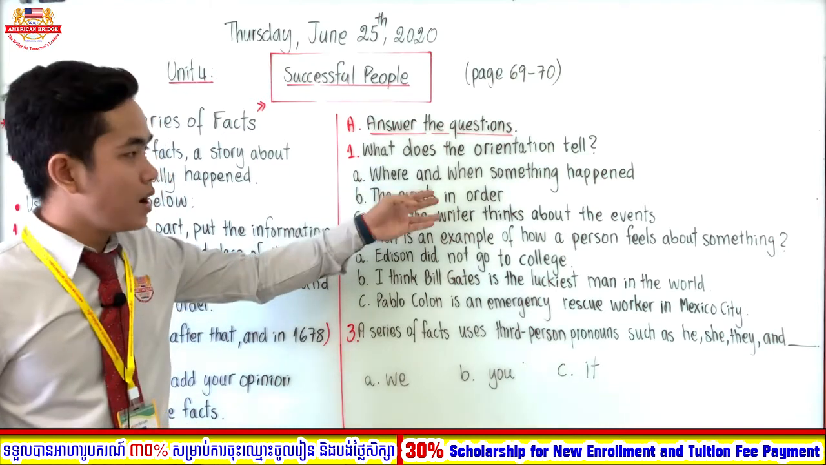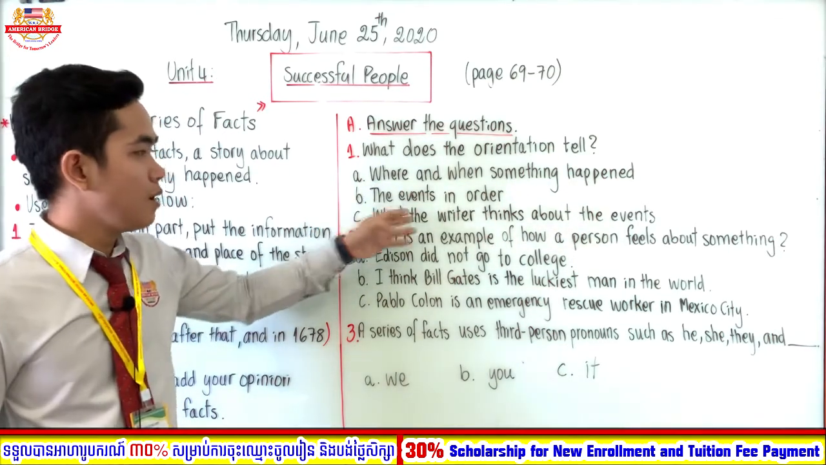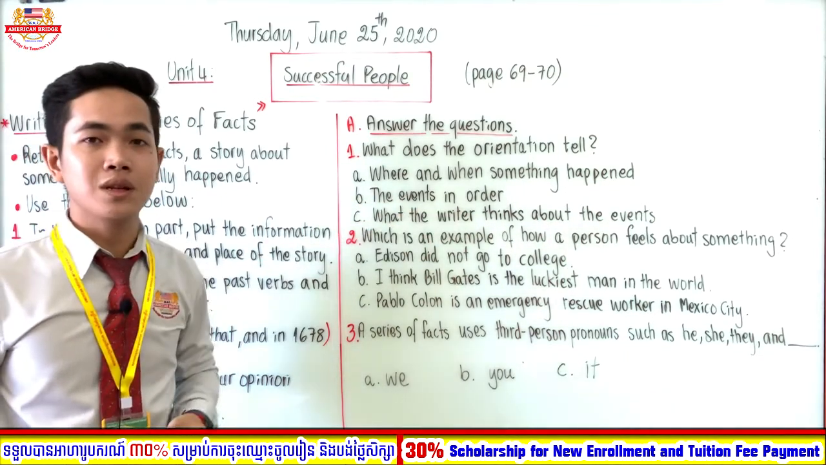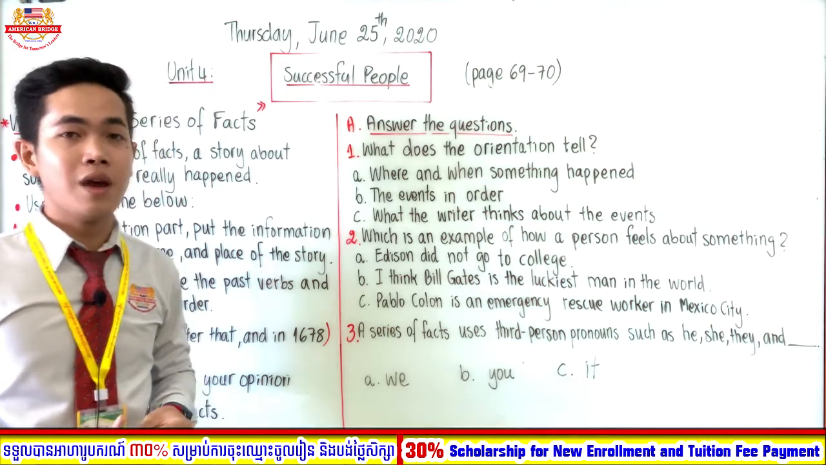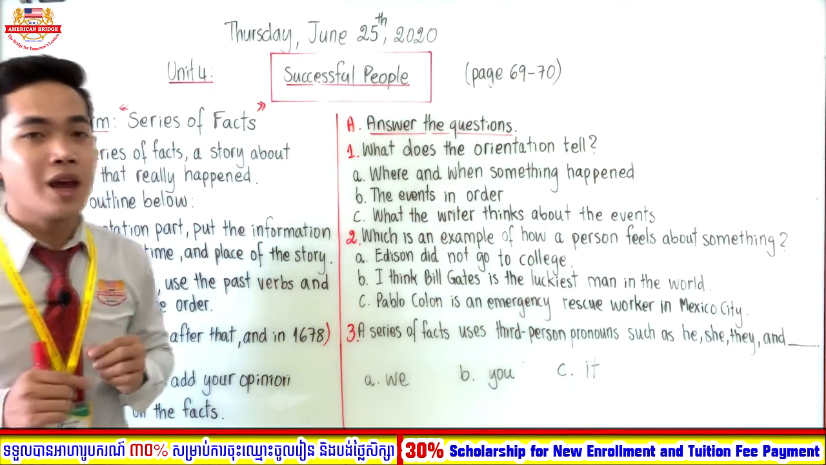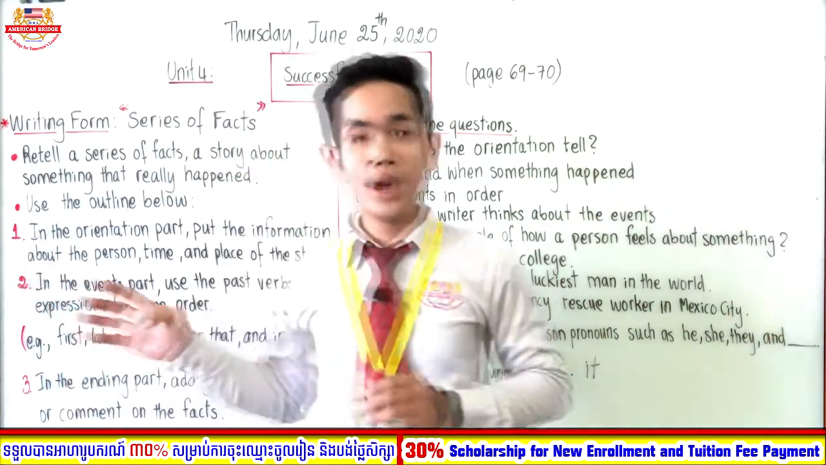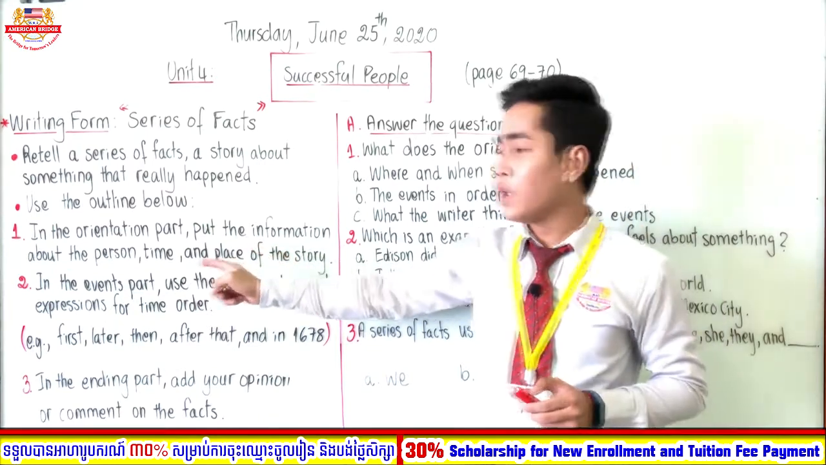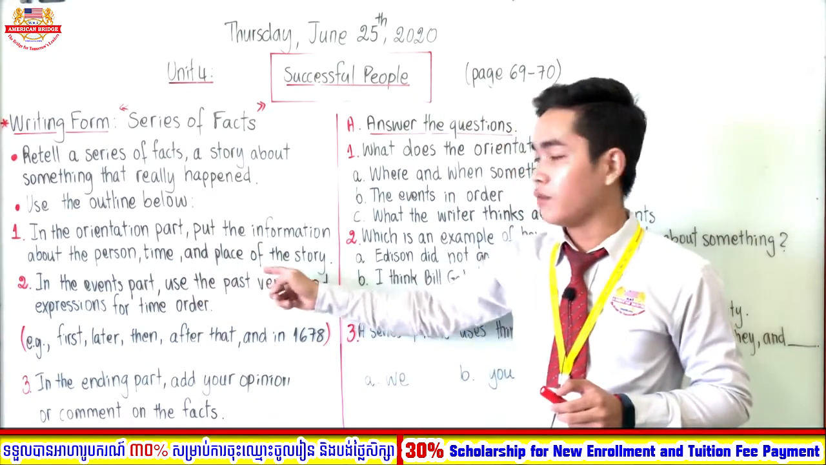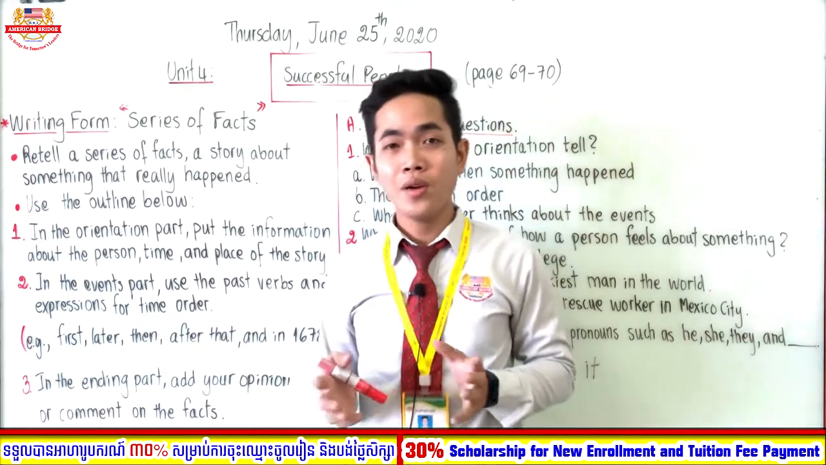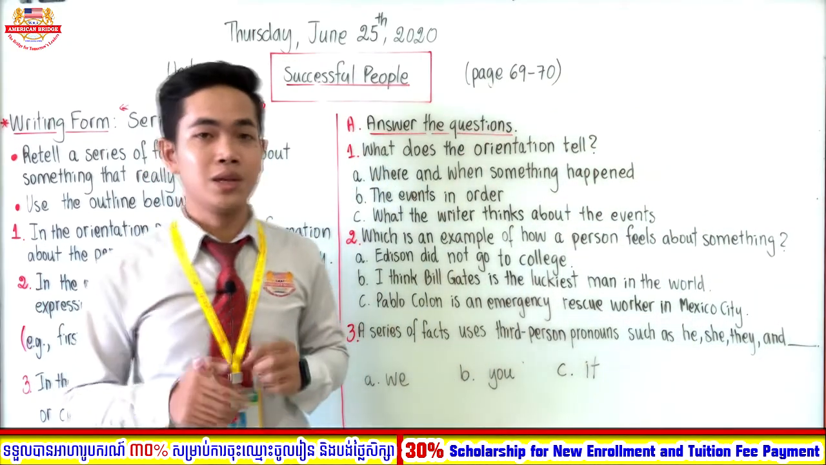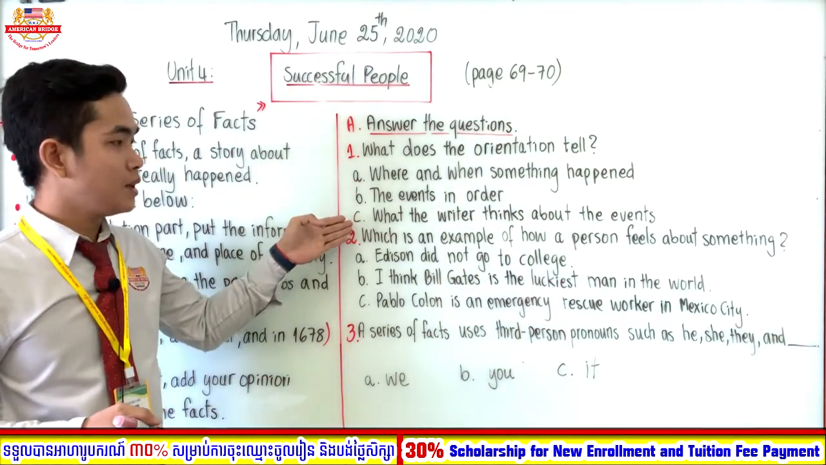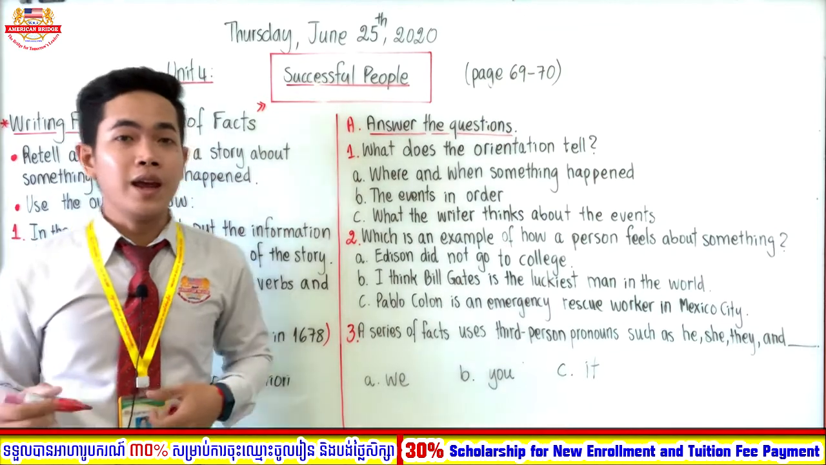A, where and when something happened. B, the events in order. C, what the writer thinks about the events. Which one is the correct answer, everyone? You may find the answer on the other side of the whiteboard. In the orientation part, put the information: person, time, and place of the story. So is the correct answer letter A, letter B, or letter C? The answer is letter A.